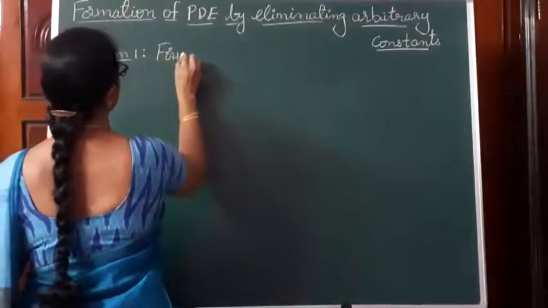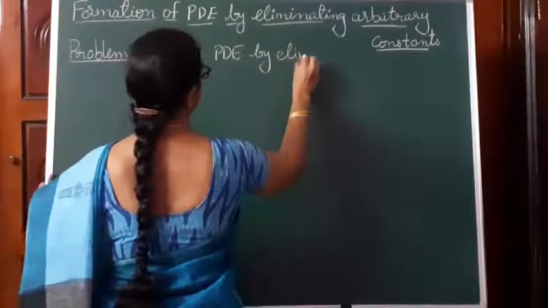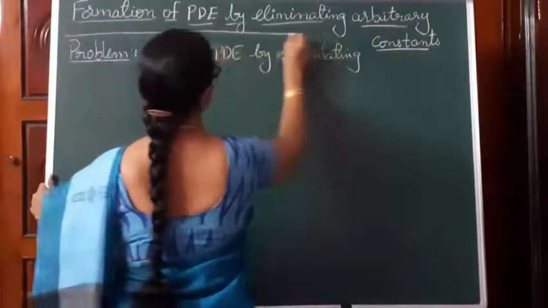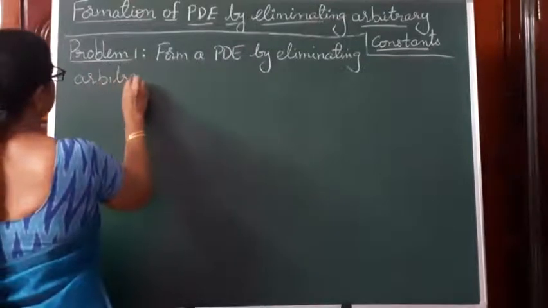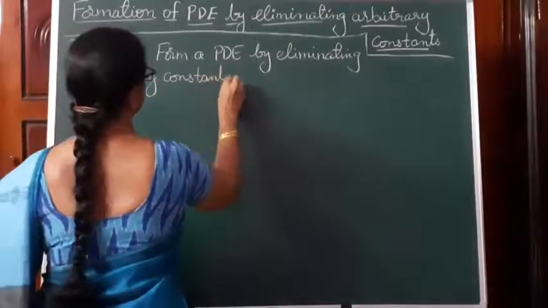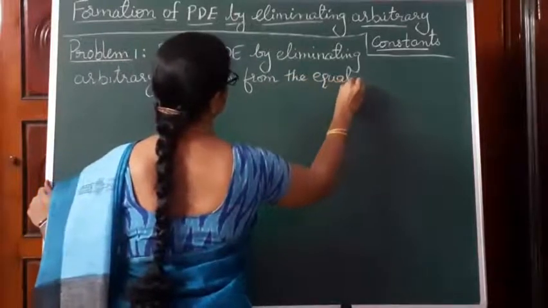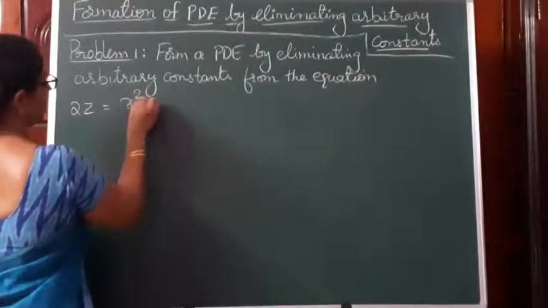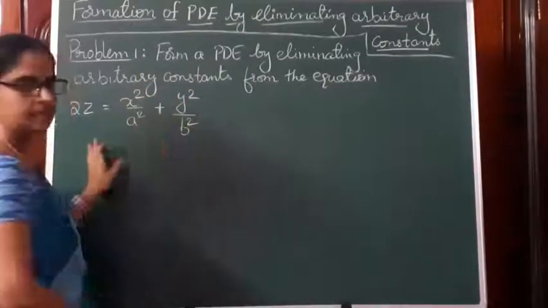Form a partial differential equation by eliminating arbitrary constants from the equation 2z equals x square by a square plus y square by b square. This is the given equation.